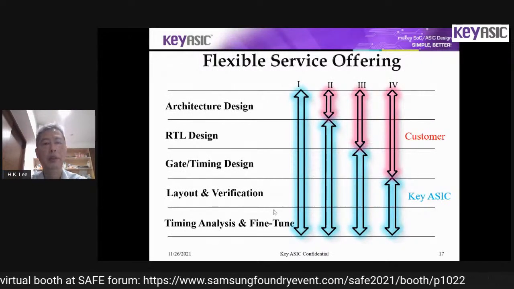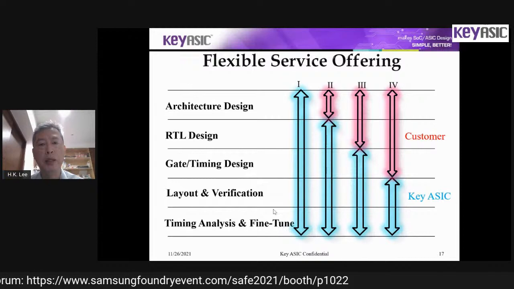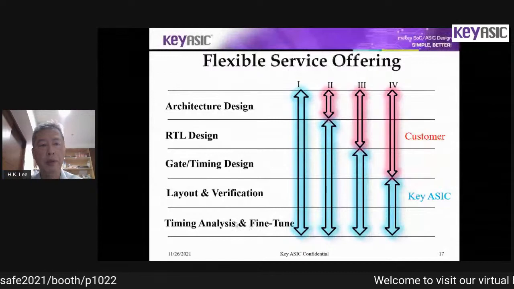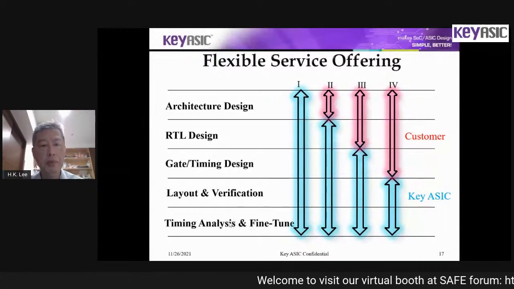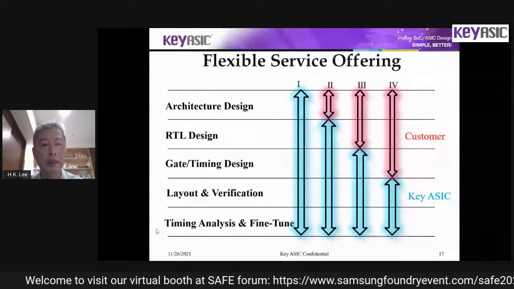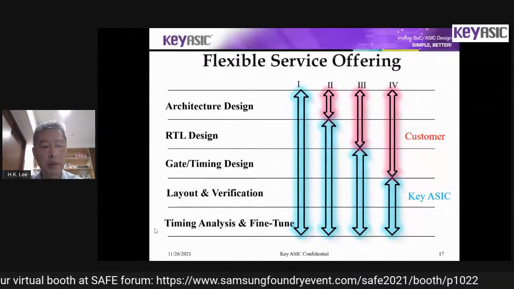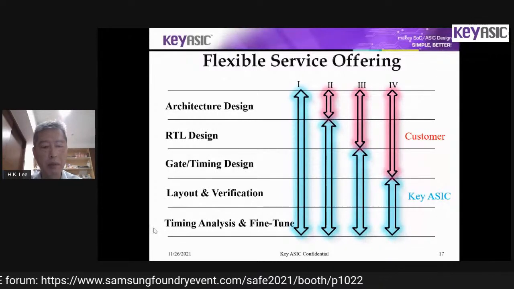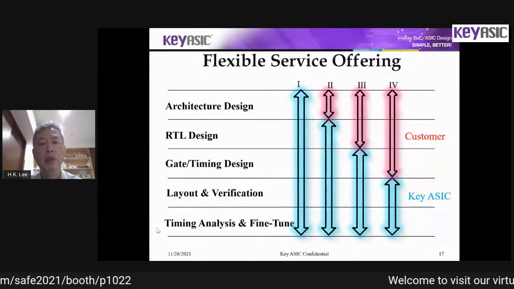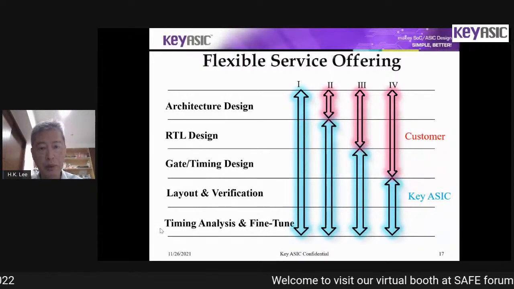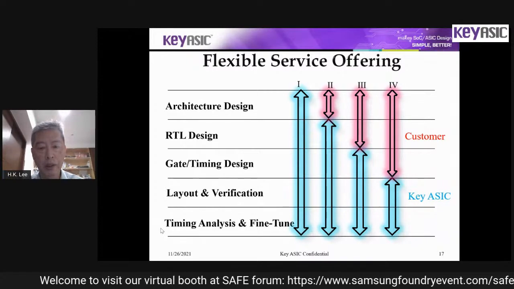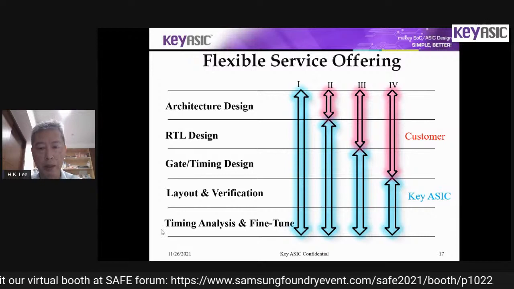And here, let's talk about the service offering model. For ASIC design, our company can provide different levels of service to customers. If a customer is looking for a company to do the full turnkey, ranging from architecture design down to timing analysis and the GDS tape out, we can do the full design process for the customer. Or if a customer can do the architecture design by themselves, we can take over the design from RTL, and then move down to the GDS tape out.